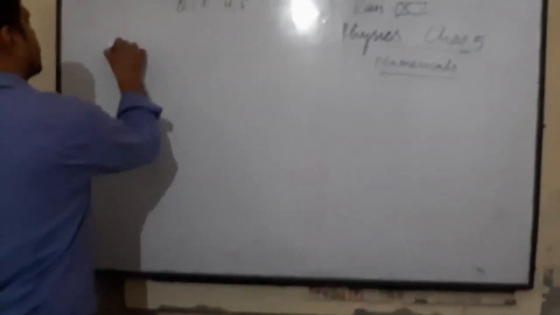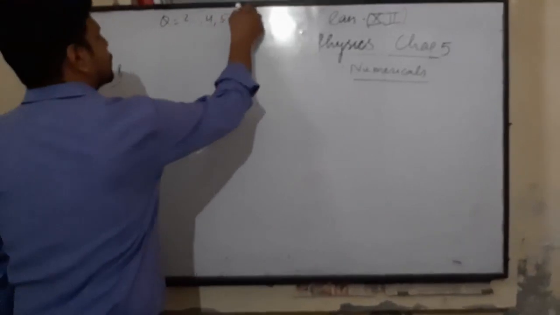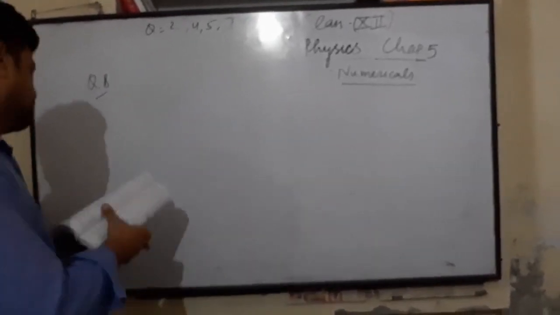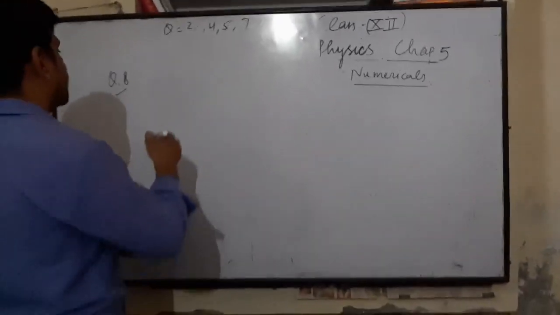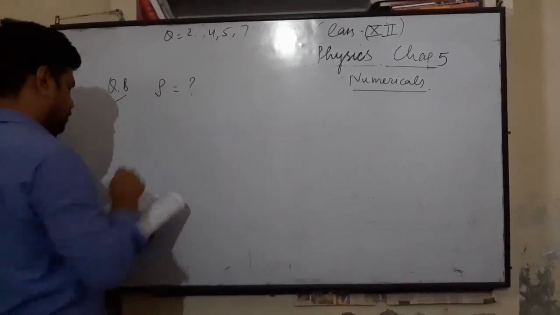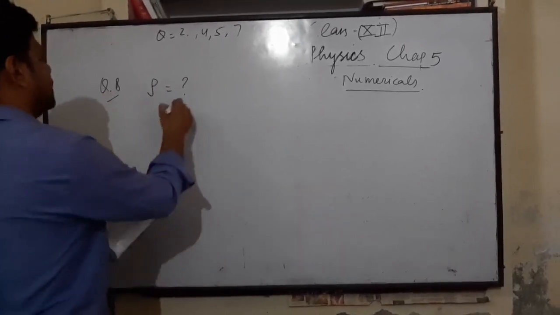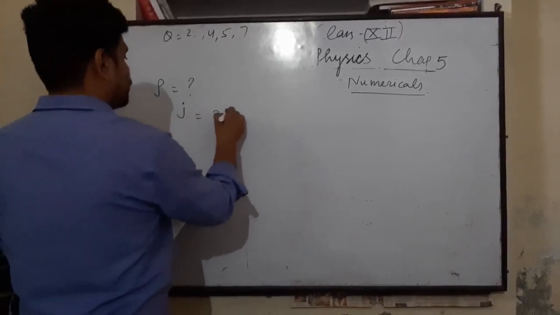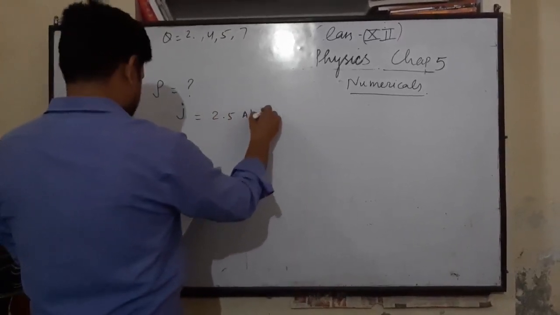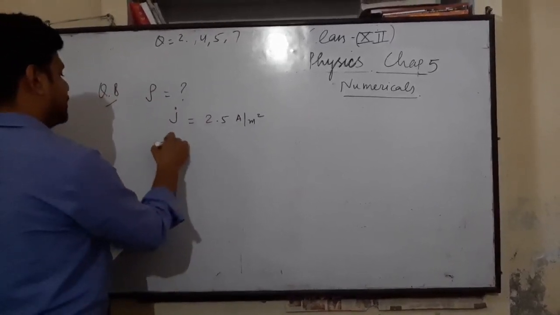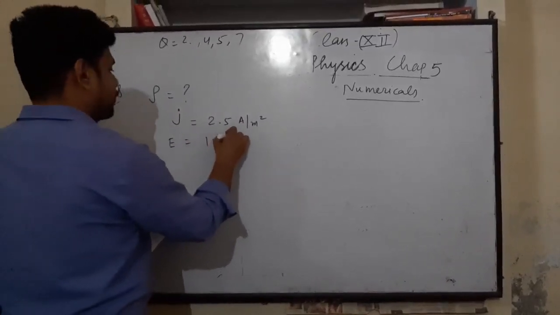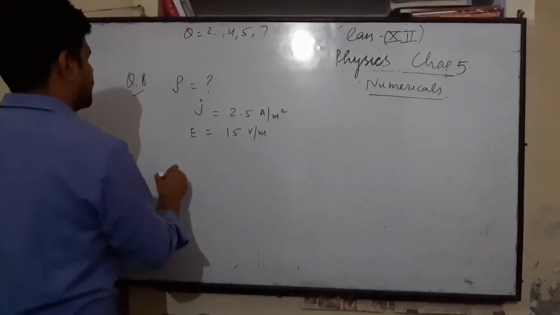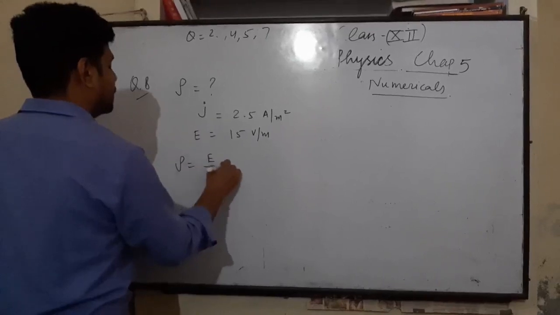Now question number 8, question number 7 you will do. Question number 8 is to find out the resistivity of the conductor. We have to find resistivity rho in which current density J is equal to 2.5 ampere per meter square and E is equal to 15 volt per meter. So rho is equal to E over J.